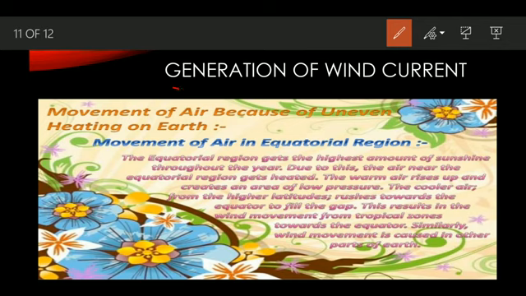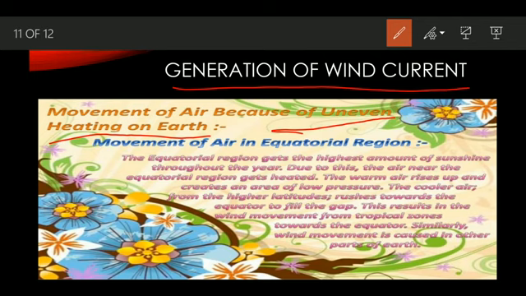Next we are going to study the generation of wind currents. How are wind currents generated? Students, wind currents are generated because of the uneven heating of Earth's surface. You know that Earth's surface is not equal at all places. It contains mountains, hills, plateaus, and plains also. You know very well that the equatorial region gets the highest amount of sunshine throughout the year.